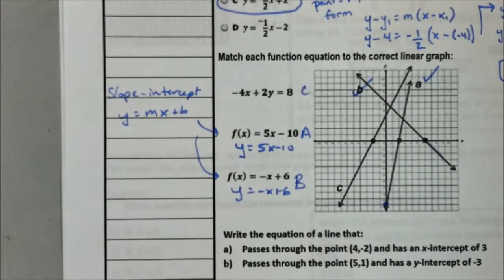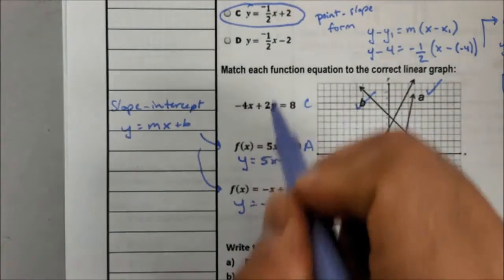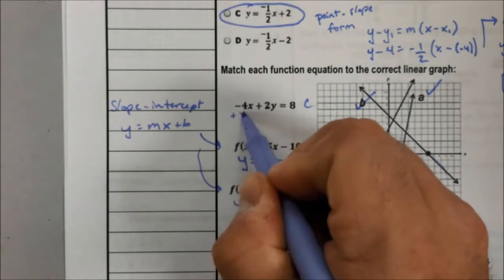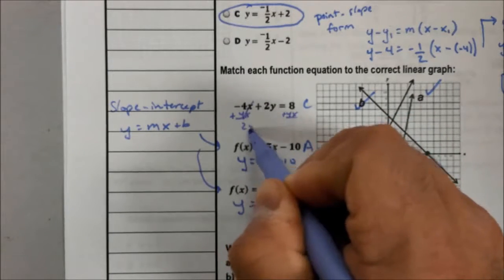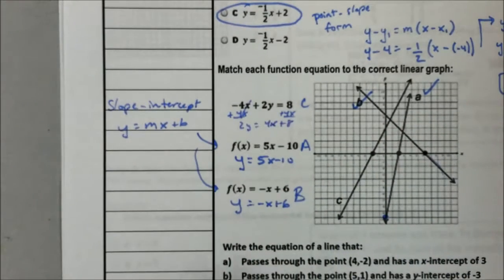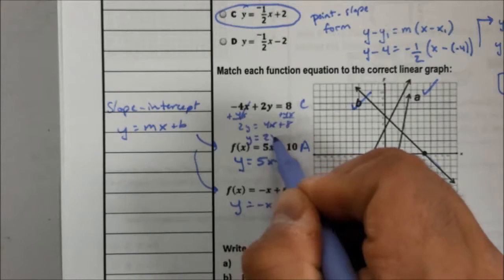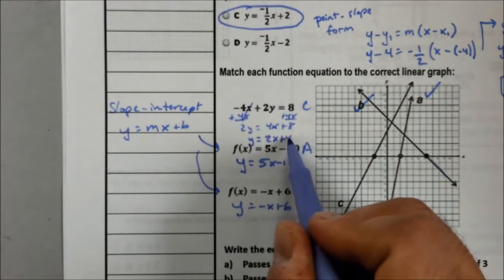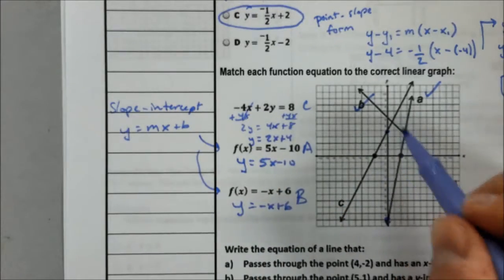So you actually didn't have to convert that into slope-intercept form, but I will, just in case you forgot how to do it. I would add 4x to both sides. 2y equals 4x plus 8, and then I would divide everything by 2, and that will leave me with y equals 2x plus 4, a line that goes through positive 4 and has a positive slope. That would be line C, so I was correct there too.